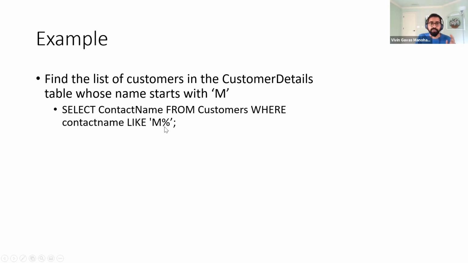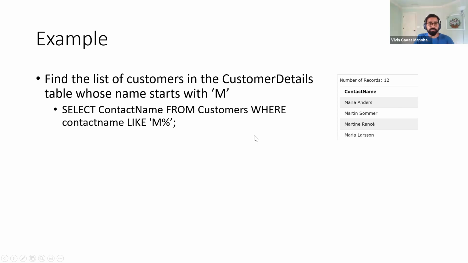So like I said, it'll find M. If the contact name is just M, it'll find that. If it's Mark, it'll find that. If it's Mary, it'll find that. So if you run this code, you would get a list of all the names such as this. It starts with M. It can be anything else after that. It can be just the letter M, or it can be just Maria, or it can be Maria Anders. It will still find you those different names.